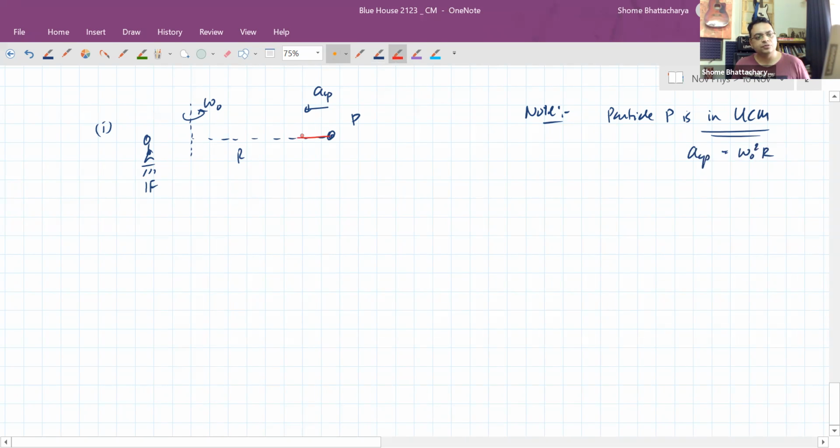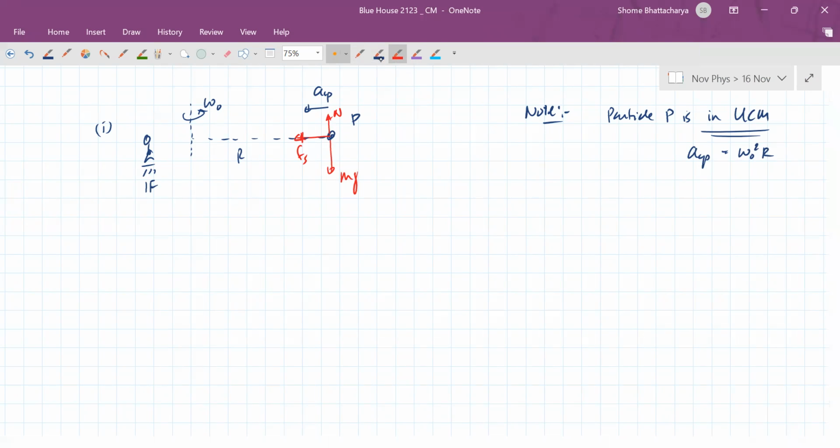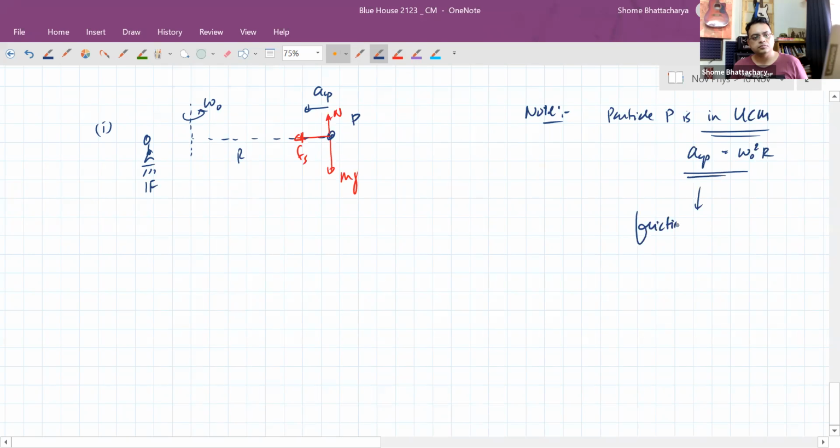So which is the centripetal force in the free body diagram now? Which is the centripetal force, people? Friction. Yes, very good. Friction is the centripetal force. So static friction is the centripetal force, or it provides the centripetal acceleration. So we have normal reaction balancing mg, and static friction providing the centripetal acceleration.